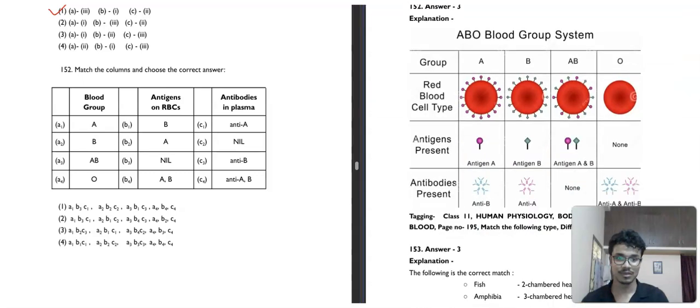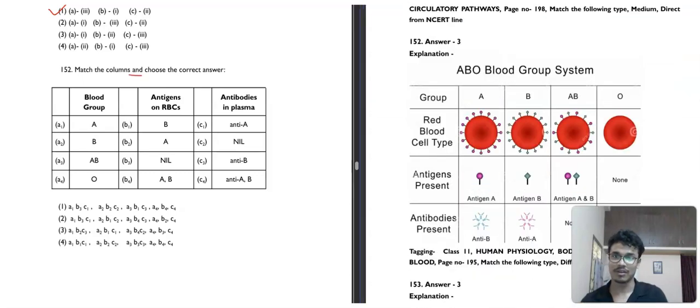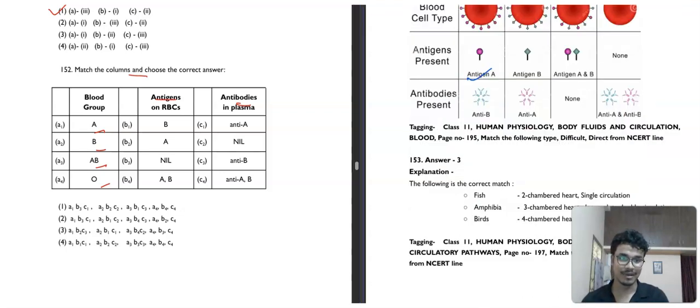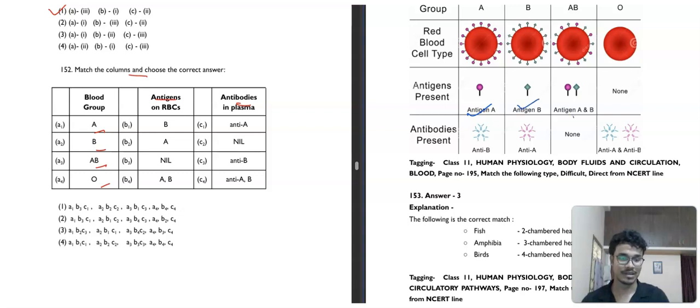As it is saying, match the following columns. Blood groups A, B, AB and O, and we have to match antigen as well as antibody. Blood group A has antigen A. Blood group B has antigen B. Blood group AB has antigens A and B, and blood group O doesn't have any antigen. Antigens are present on the surface of the RBC. The antibody present in blood group A is anti-B. In blood group B it is anti-A, in AB blood group there is no antibody, and in O blood group there are anti-A and anti-B antibodies. So the correct answer will be option number third.